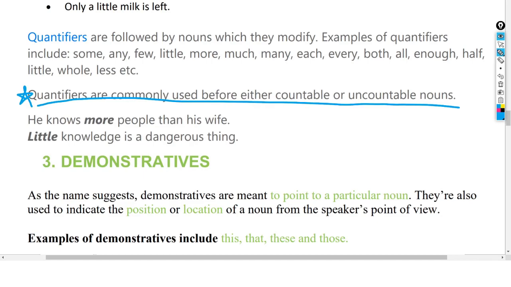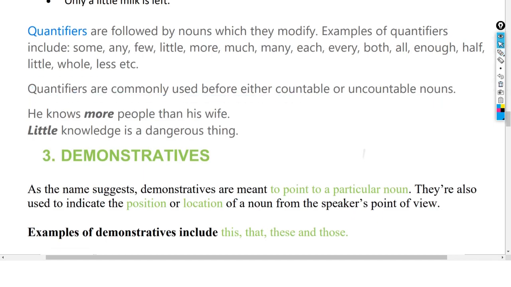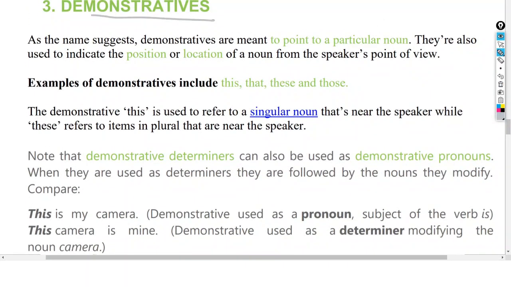Then my dear children, let us come to the third part. The third part is demonstrative determiners. Demonstrative determiners are words that actually demonstrate. What are the words that demonstrate? It is this, that, these, those. As the name suggests, demonstratives are meant to point to a particular noun. It does the work of demonstration. Therefore, it is called the demonstrative.